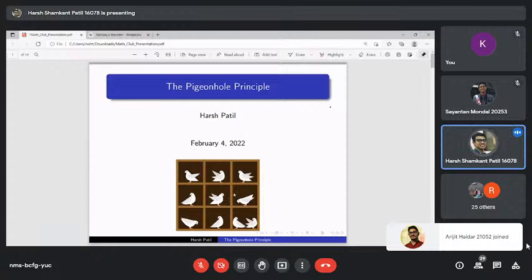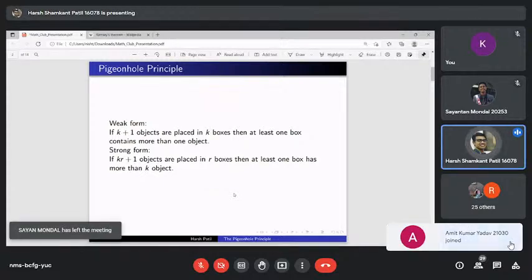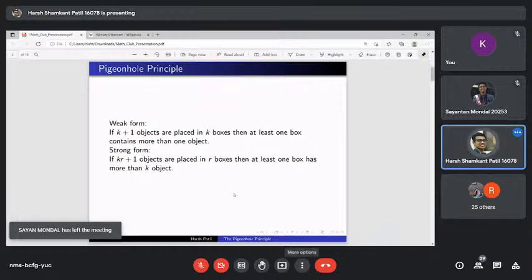Okay, so let us look at the statement. What does the principle say? If we have k plus 1 objects and we place them in k boxes, then at least one box will contain more than one object. One could easily justify this by saying that if all of the boxes contained one or fewer objects, then in total we can have at most k objects, right? That's in short the proof of this statement.